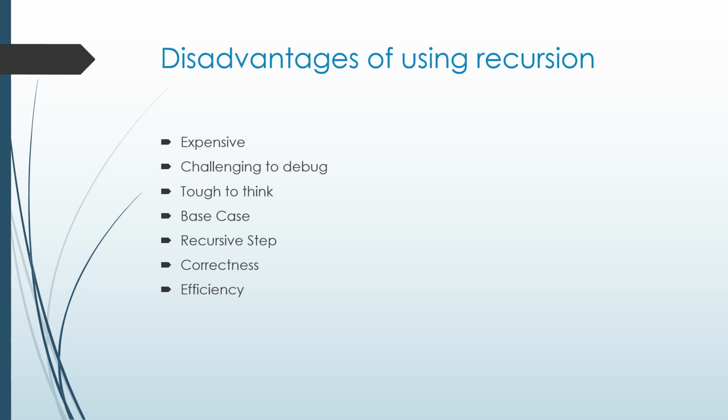Then the recursive step. It ensures that the recursive calls make progress towards the base case. In the factorial example, we reduce n by 1 in each recursive call until it reaches the base case. Correctness means it ensures that the recursive function correctly solves the problems for all valid inputs. Efficiency: sometimes recursion can be less efficient than iterative solutions due to the overhead of function calls and the stack operations.